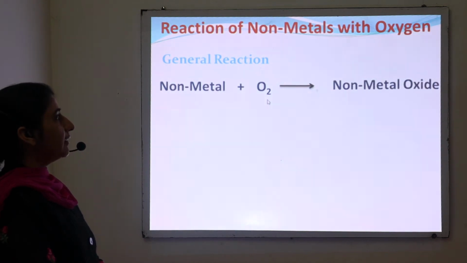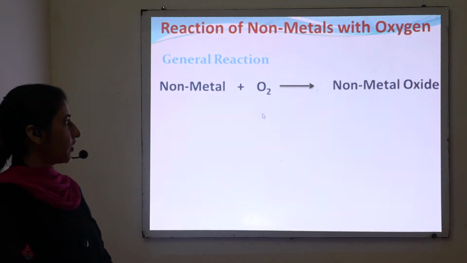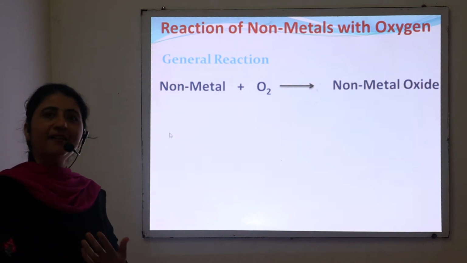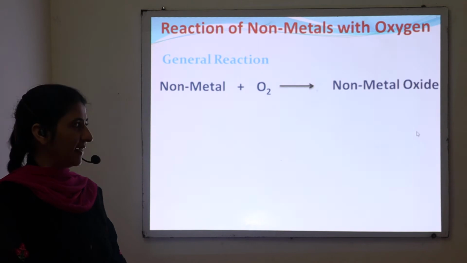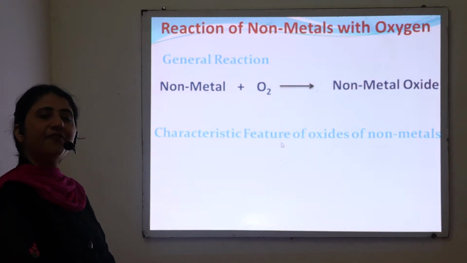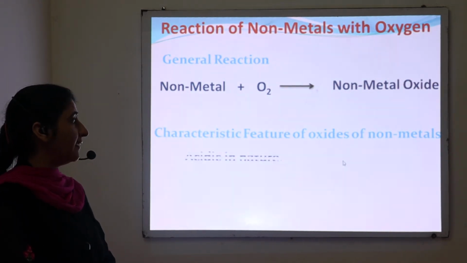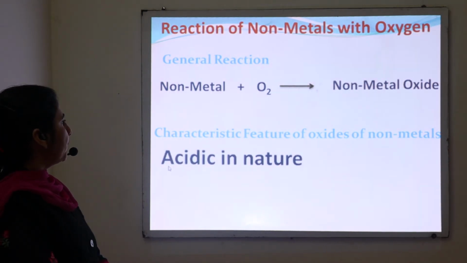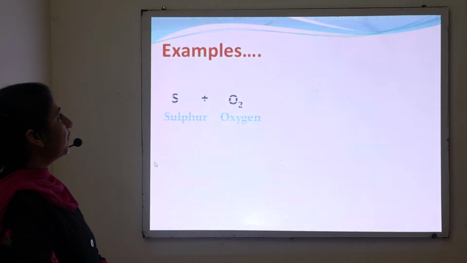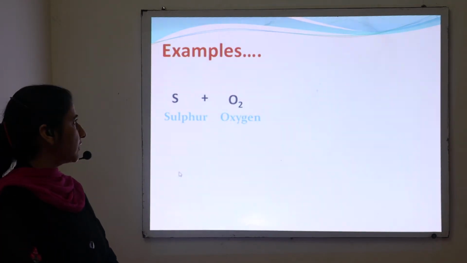The next one is reaction of non-metal with oxygen. Non-metals react with oxygen to form non-metal oxides. And the main characteristic feature of non-metal oxides is that they are acidic in nature. So I am taking the example of non-metals reacting with oxygen.